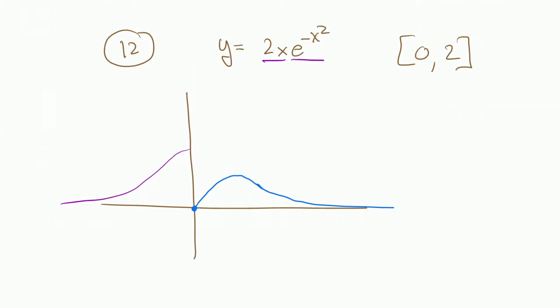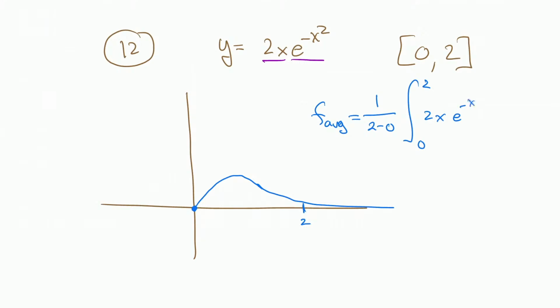Yeah, let's get rid of the purple. So now what are we doing with this? It's from 0 to 2, so 2 is over here somewhere. So there's the situation, and we're going to do the average. And the main issue that you're going to have with this is the integral. So let's go ahead. This won't take too long.